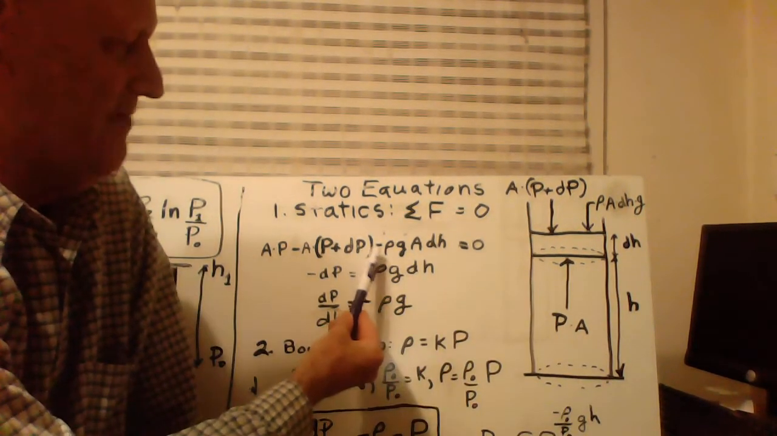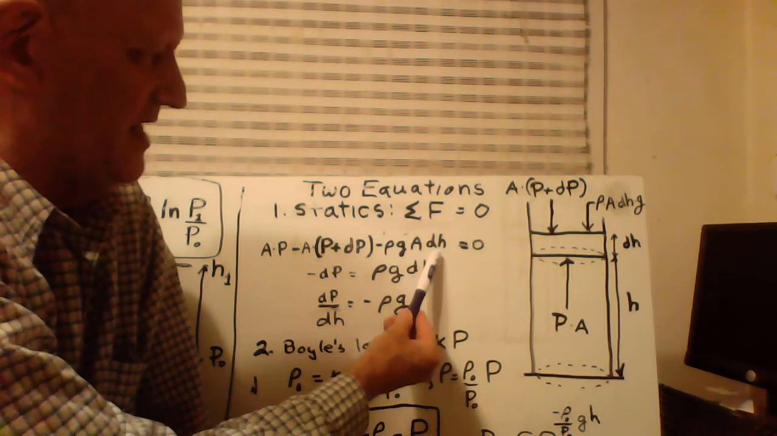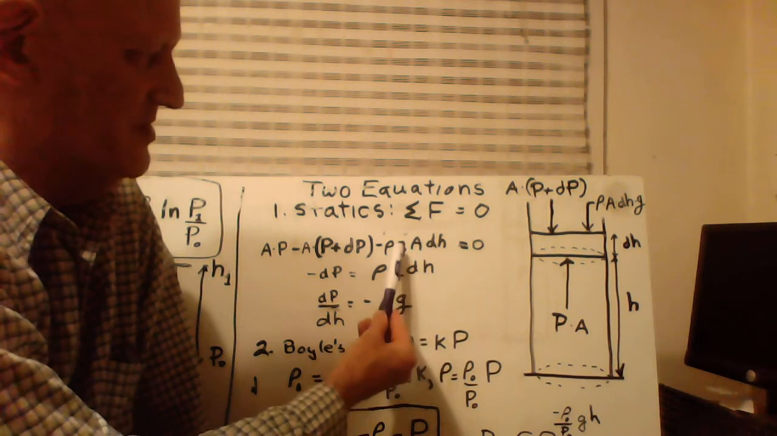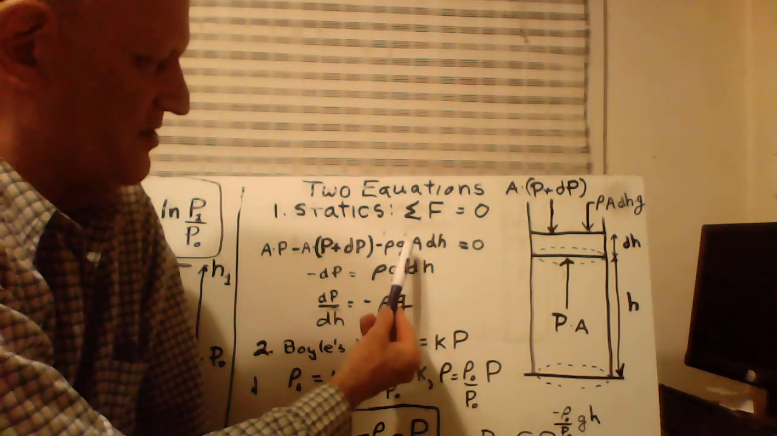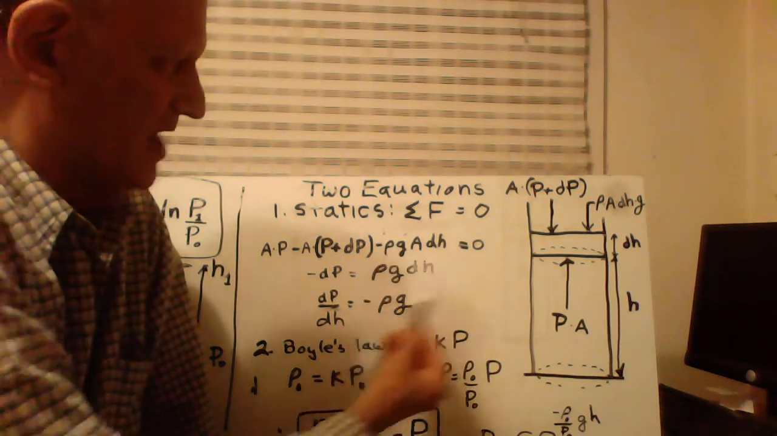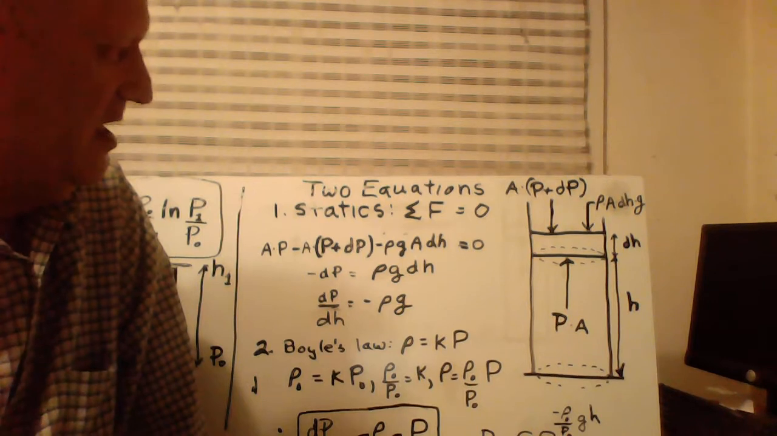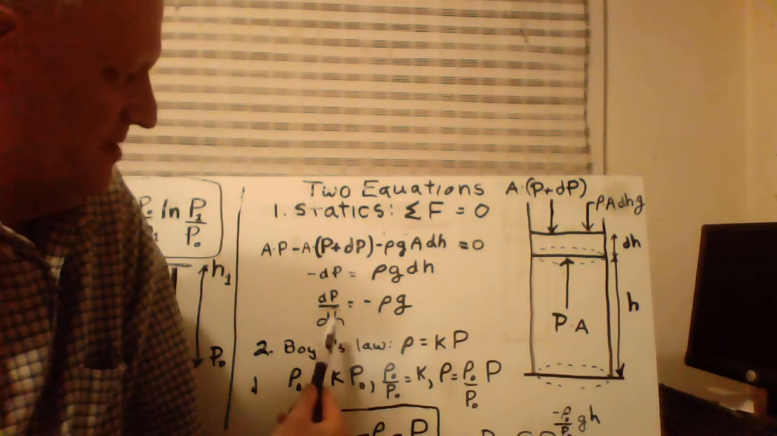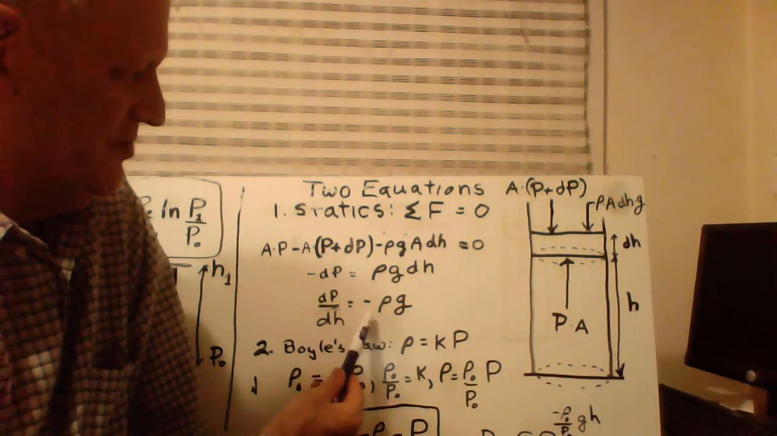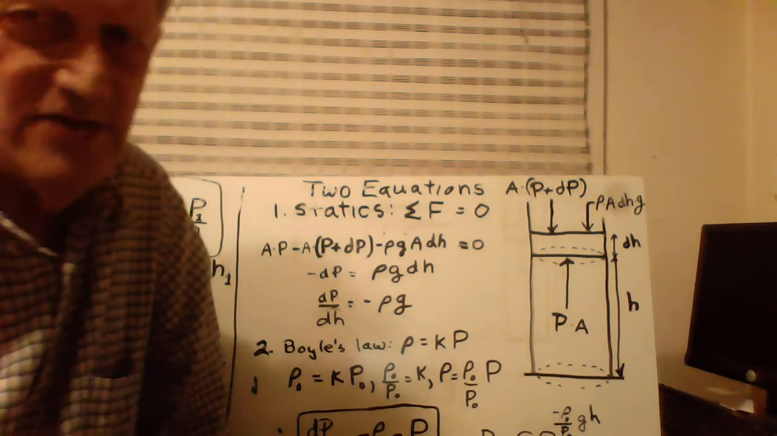And then we also have the weight of the segment, which is rho times A times dh, that's the volume. Rho is the density. That gives us the mass, times g will give us the weight of that. And we put a minus sign because it's acting downward. It's all equal to zero. Ultimately, we simplify this and we get dP/dh is equal to minus rho times g. That's all well and good.